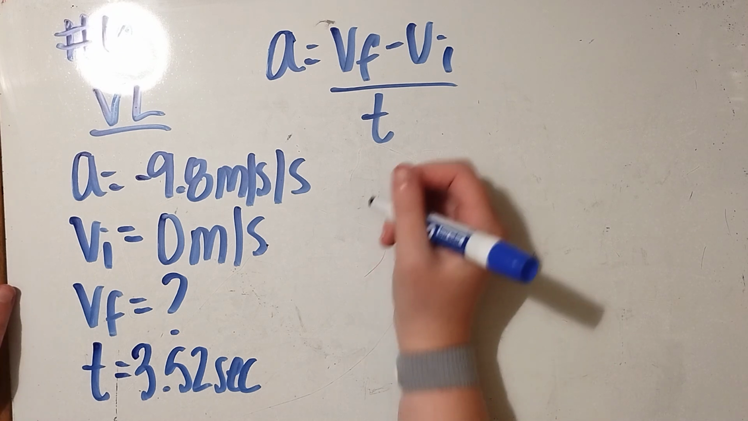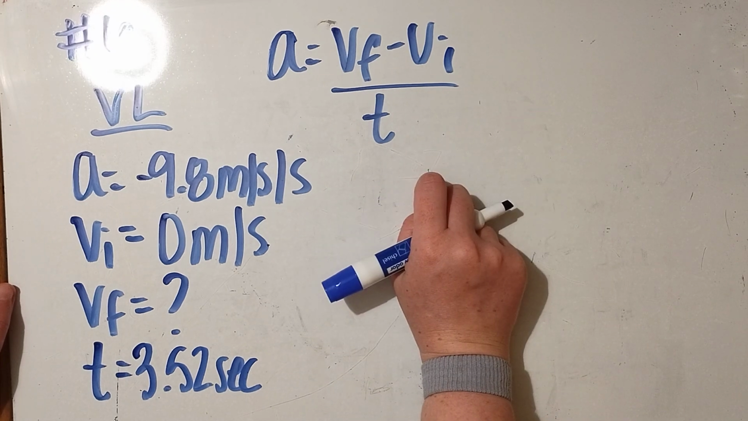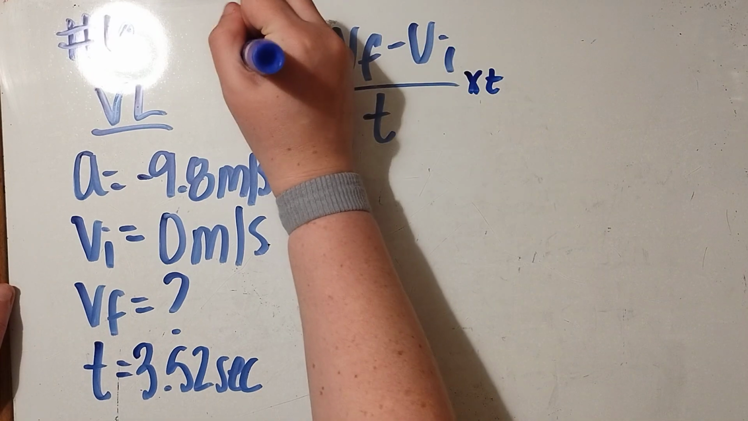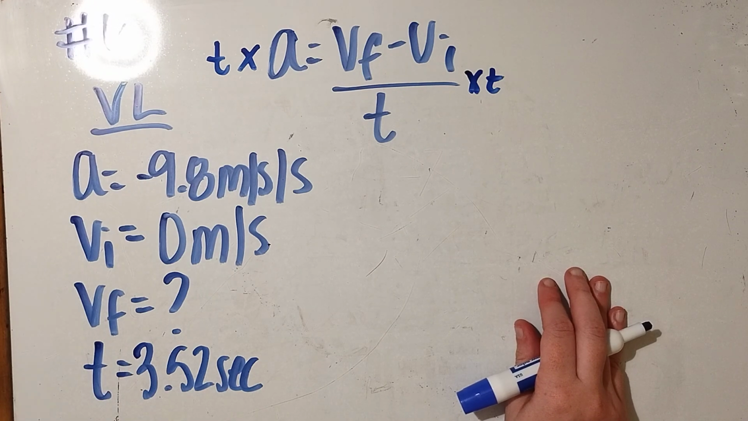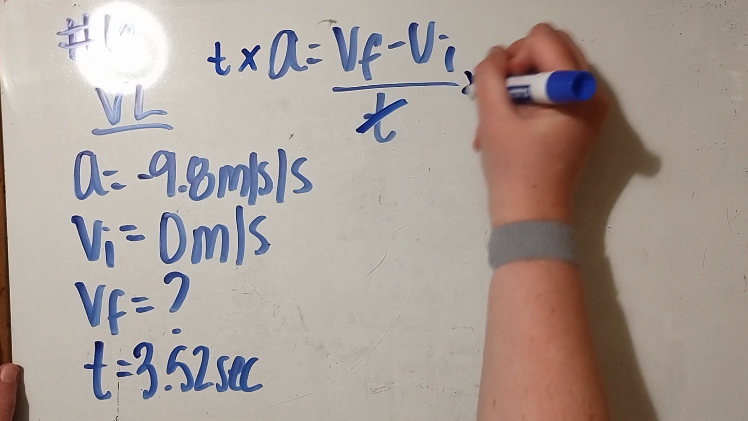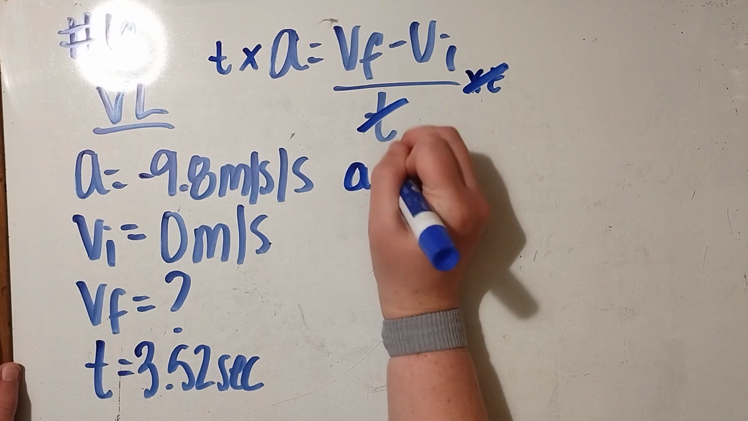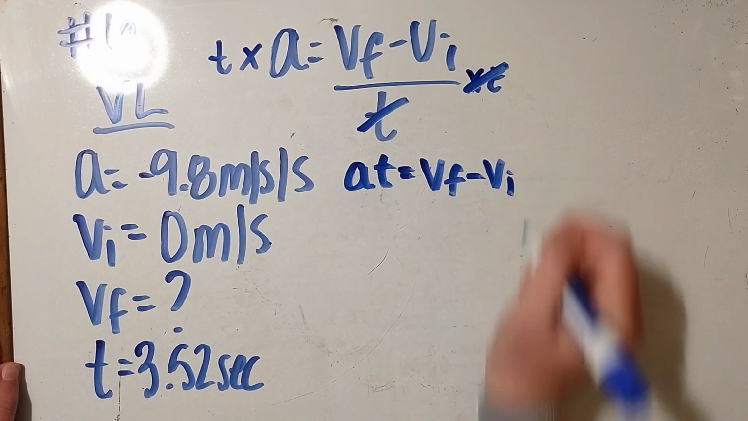But to get VF by itself, I first want to get this t out of the way, okay? So if we're dividing by t, the only way to get rid of that t is if we multiply t by both sides. Because in algebra, what we do to one side, we have to do to the other. So to get rid of this t, I'm going to multiply, but that means I have to multiply the t on this side. So this equation now becomes a times t equals VF minus VI.